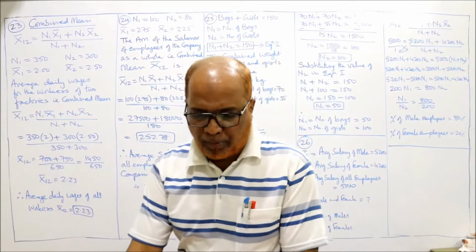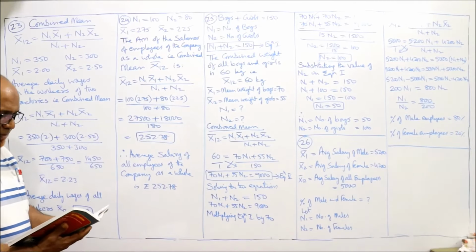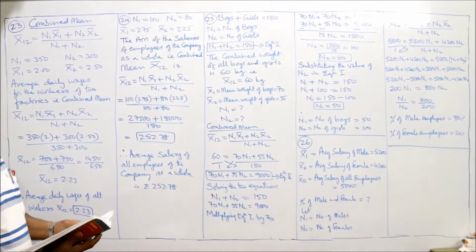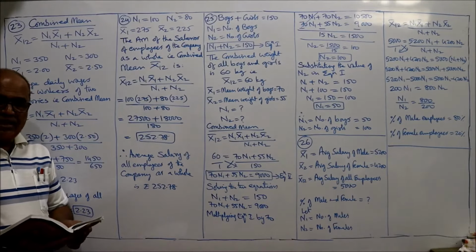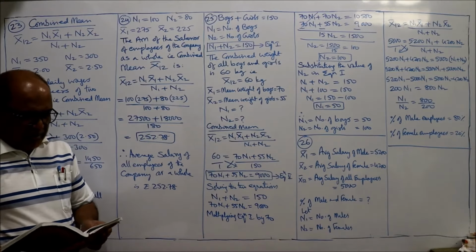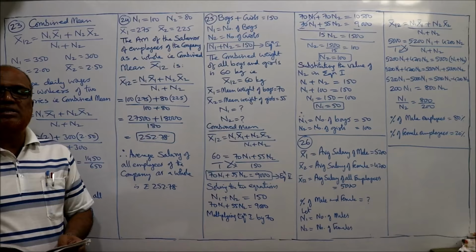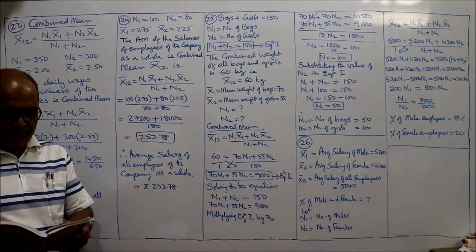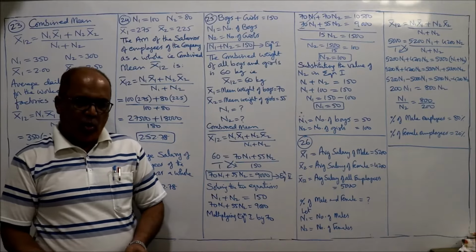Next, the 24th problem. See the 24th one. There are two branches of a company employing 100 and 80 employees respectively. So two groups are there here as well, two branches. In the first branch we have 100 employees, in the second branch we have 80 employees. If the arithmetic mean of the monthly salary paid by the two branches is 275 and 225, this is the monthly average salary of A branch and B branch, find the arithmetic mean of the salaries of employees of the company as a whole.